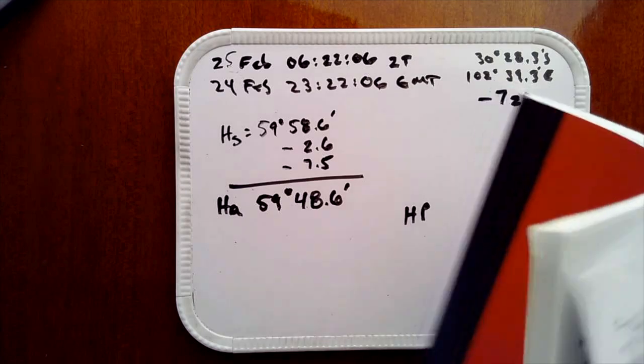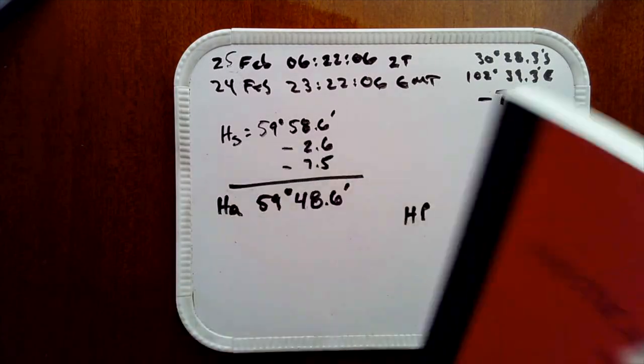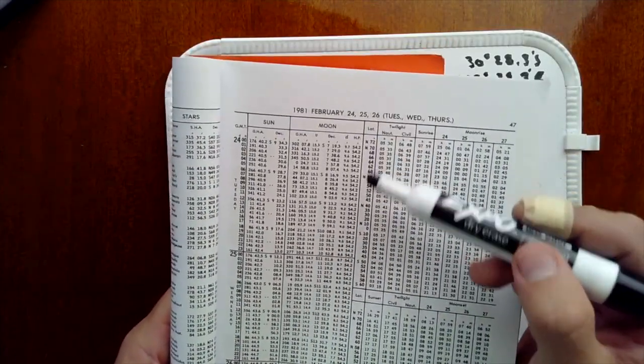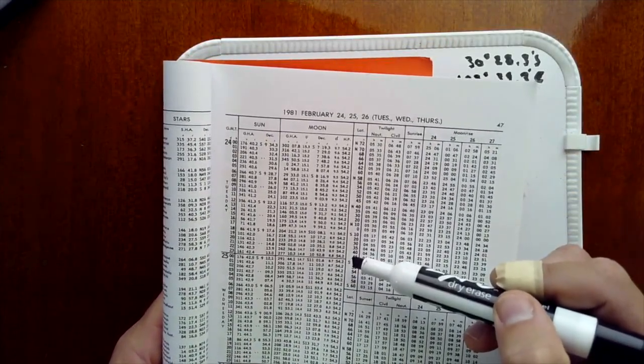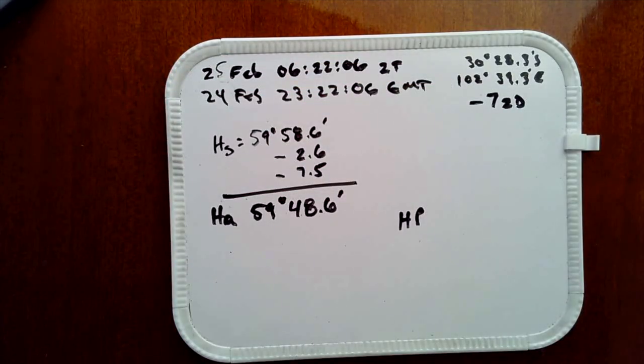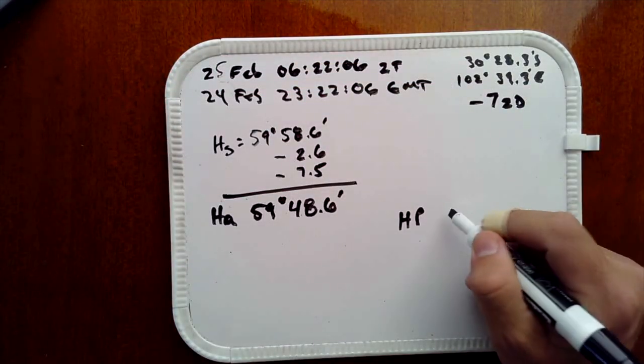So with that data, we can get our HP, and then we'll use that again in step 2 of the process. So February 24th, we can see for the moon in here on February 24th at 2300, we can pull a horizontal parallax of 54.2. All right, so we'll note that 54.2.